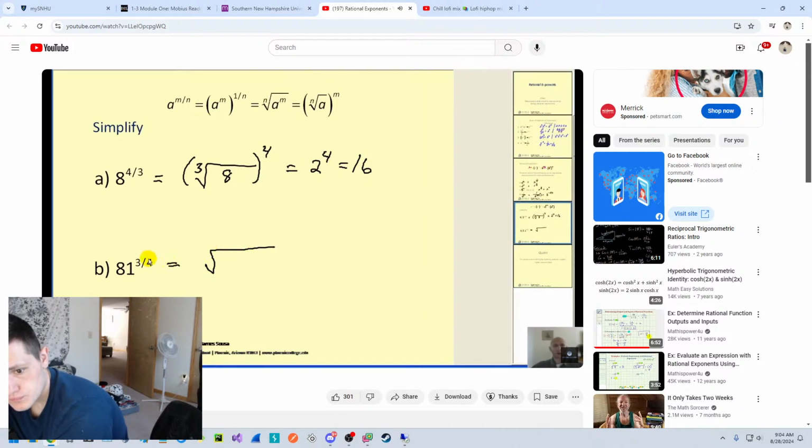Let's try one more. Convert it to radical form. Now my denominator is 4, so this is the 4th root of 81 raised to the 3rd power. The numerator of our fractional exponent is 3. Now, this one's a little more challenging possibly. If I take a look at 81, 81 of course is 9 times 9, but 9 is 3 times 3. 81 is a perfect 4th power. So the 4th root of 81 would be 3 raised to the 3rd power, which is 27.